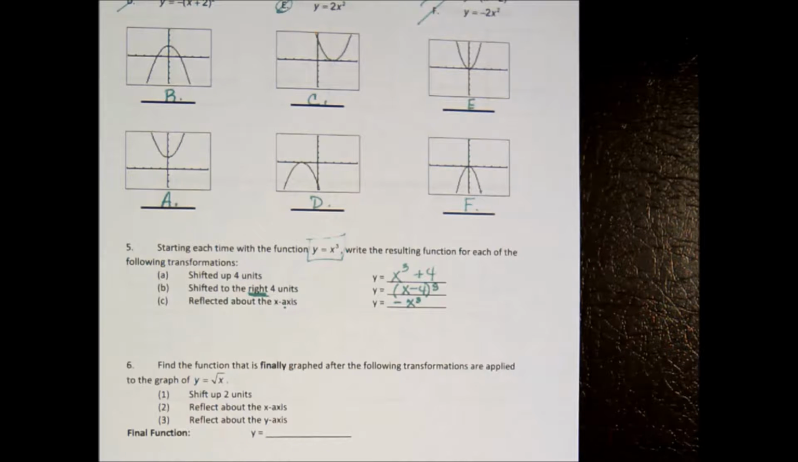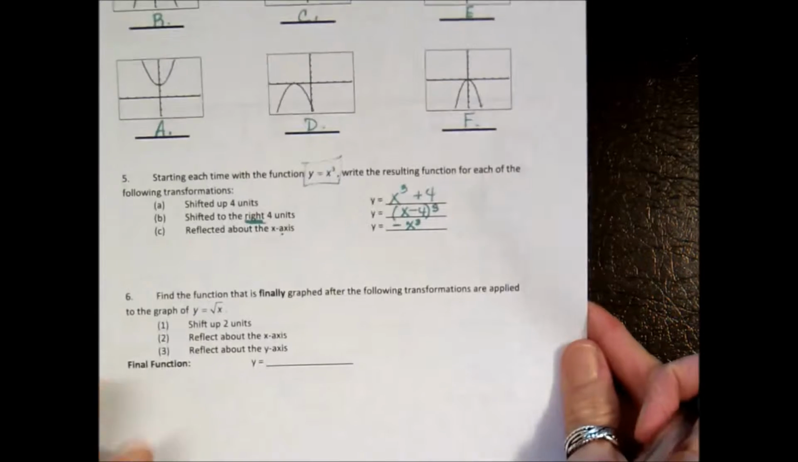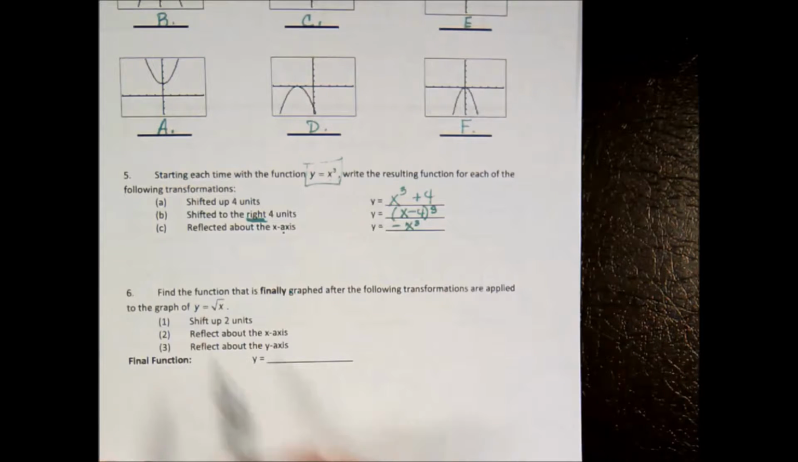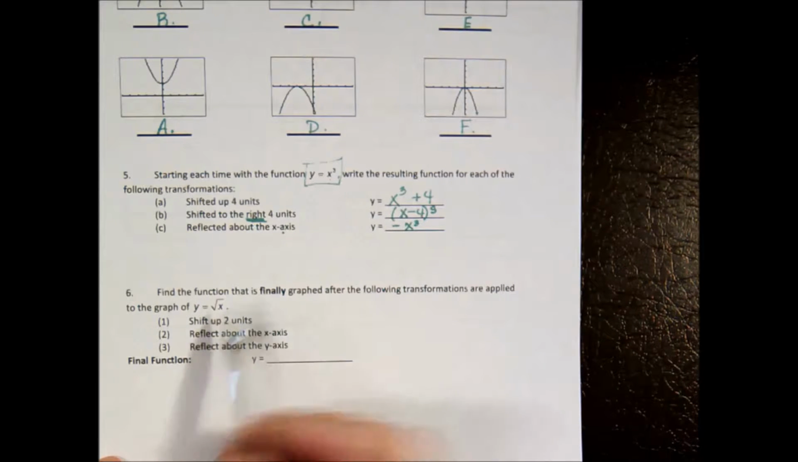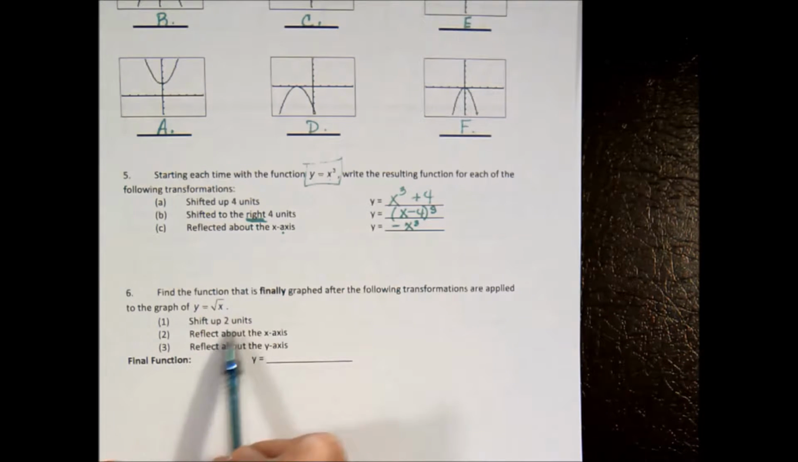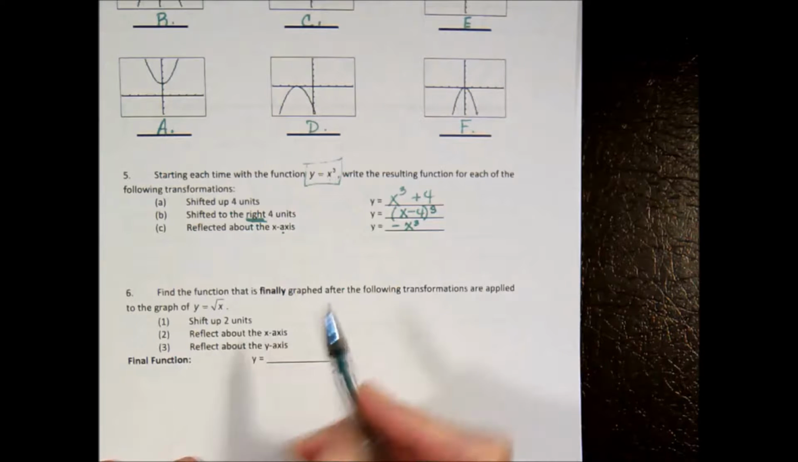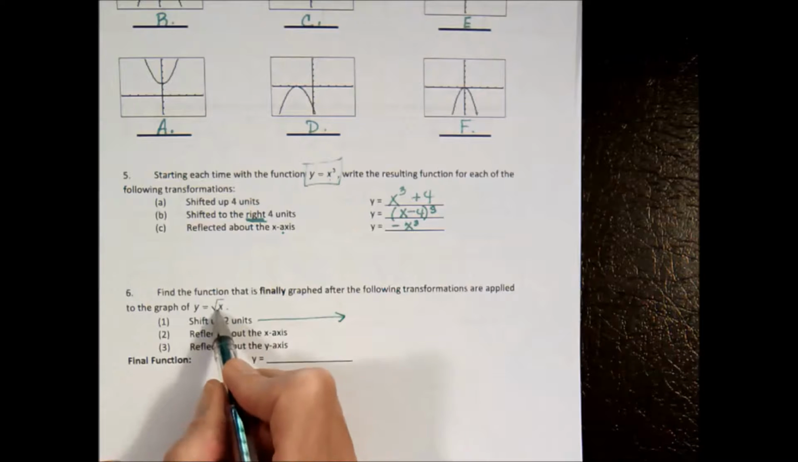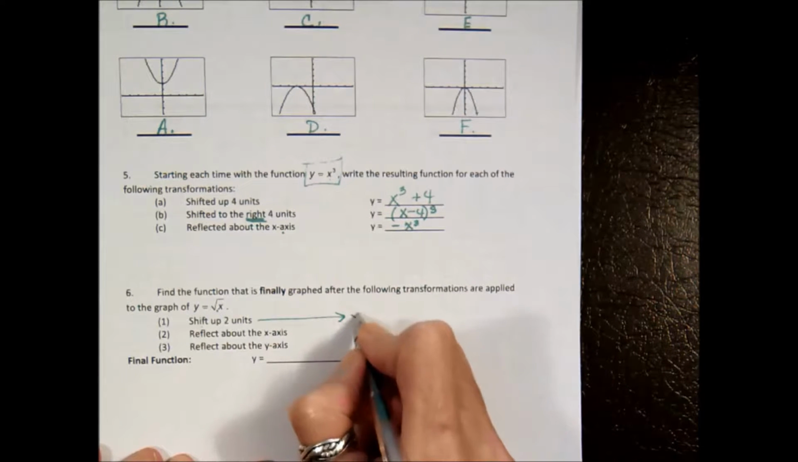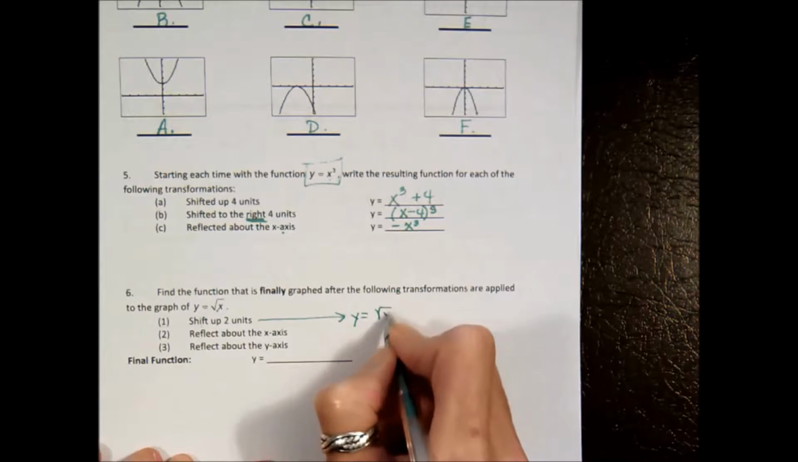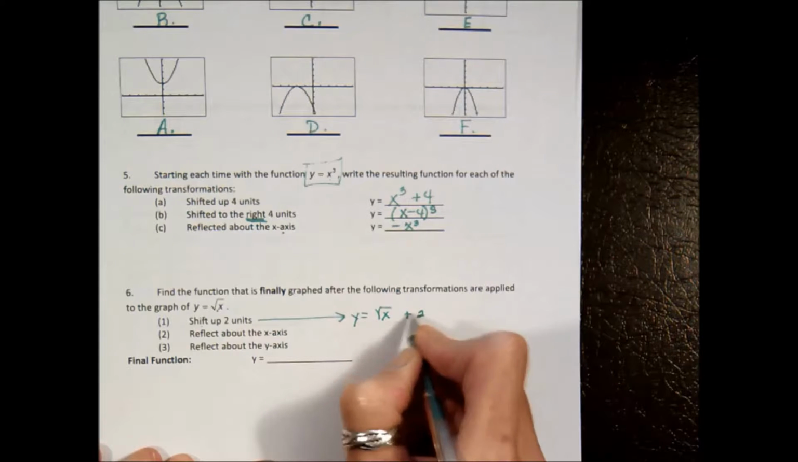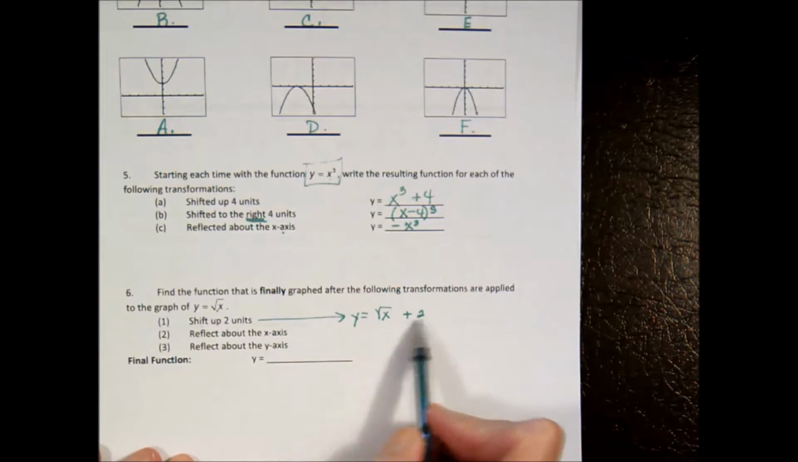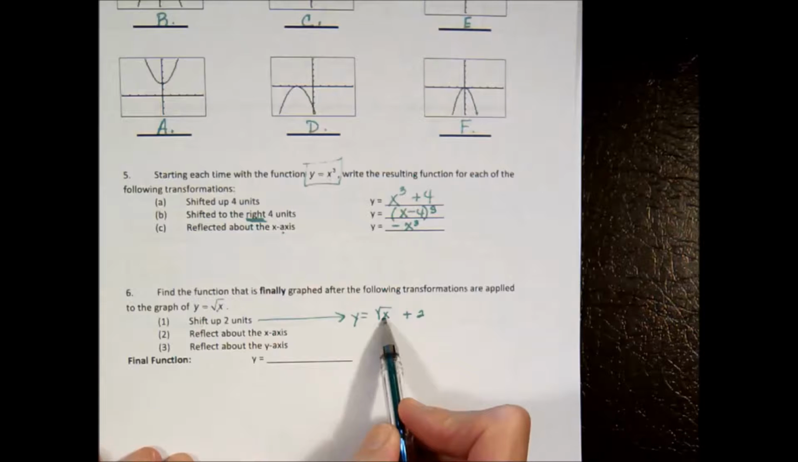Now this next one is different because it's progressive. So we start with the function y equals radical x, and we continually apply the function to see what we end up with. So let's look at how this one's different. First, I want to shift this graph up 2. So it's going to be y equals square root of x and then plus 2. Make sure it's obvious that the plus 2 is not under the radical sign.